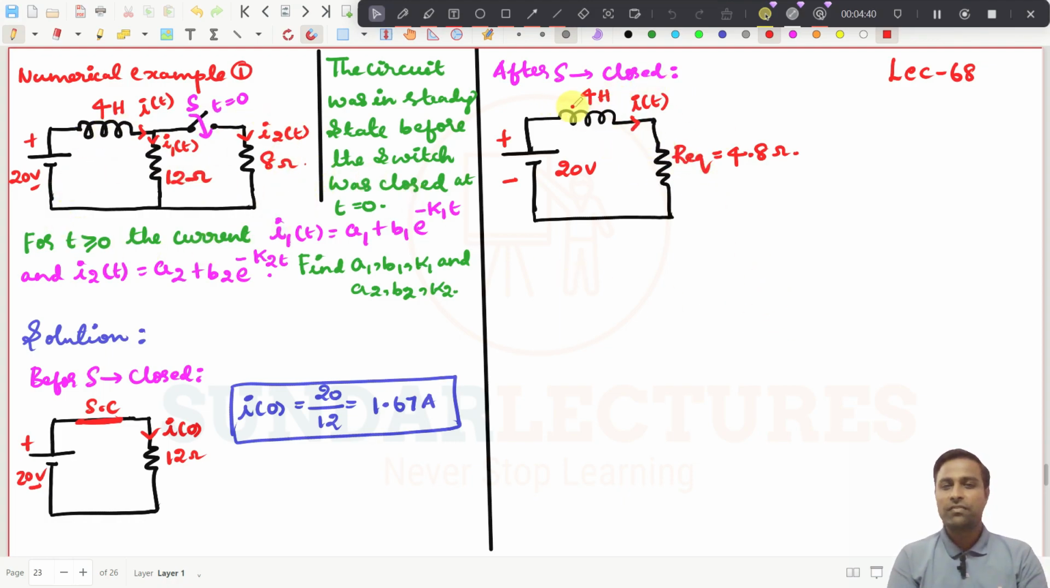Now, if this is the circuit, what will be the equation for the current? We have seen these kinds of things already. What will I of t be now?